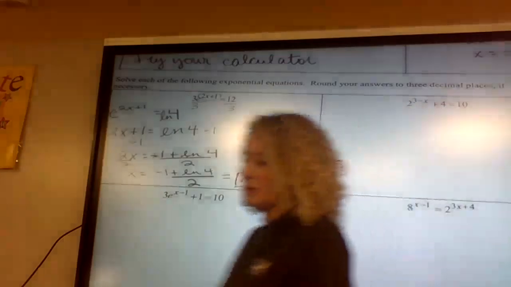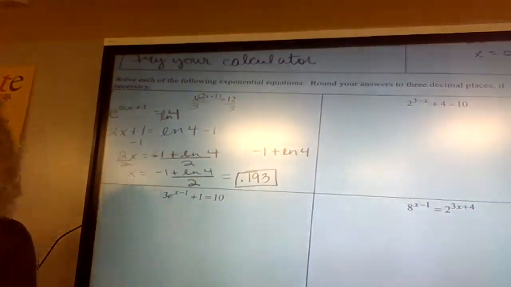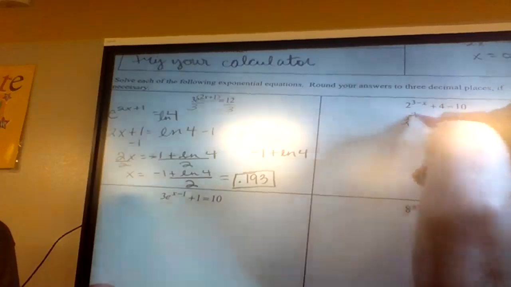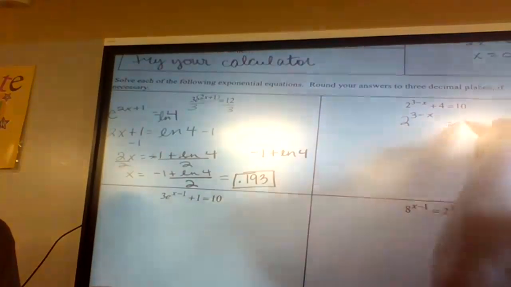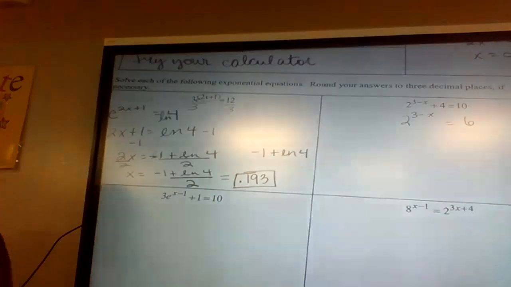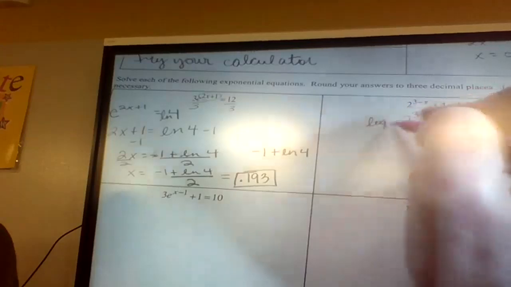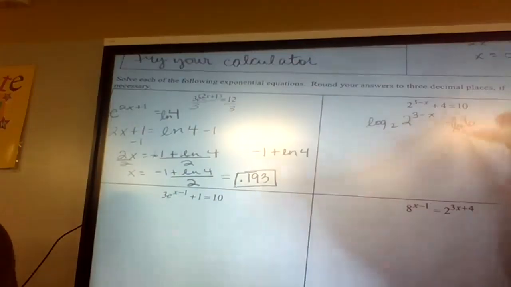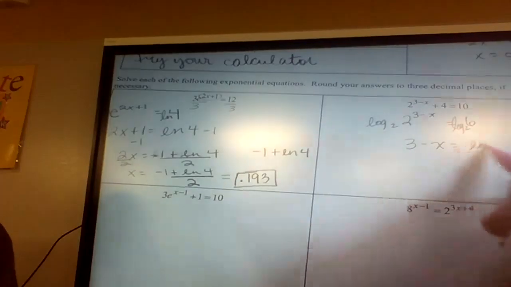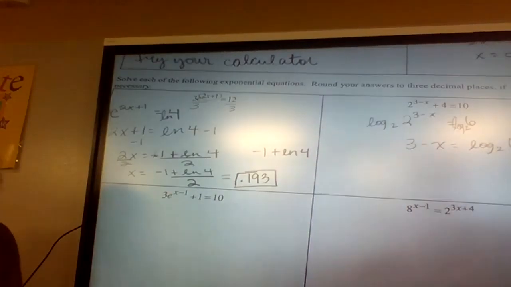All right, let's see what's going on. You've got to do log 2. Did you start off by subtracting 4? Yes. Right. I can do the 8th grade stuff. We did that in 8th grade. So we have log base 2 and log base 2, so I'm left with 3 minus x equals log base 2 of 6.